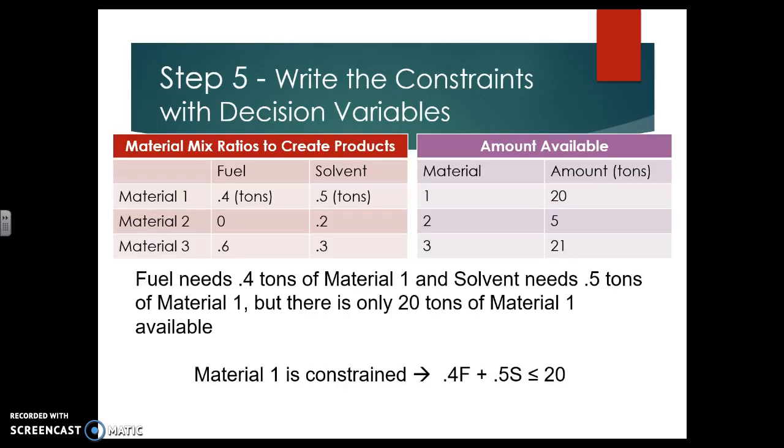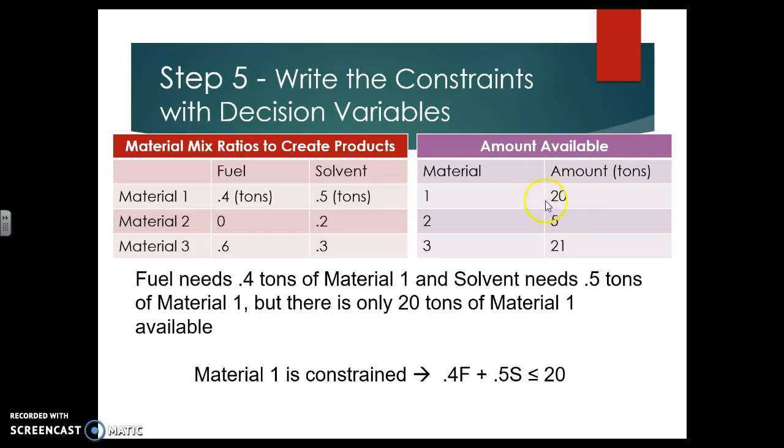So 40 and 30 are my constants. And then I have to write the constraints. So the first thing that we will do is put it into some kind of a chart. I like the decision variables to go across the top, and then down the side, I like to have all of your materials or constraints. So in this case, fuel needs 0.4 tons of material 1 and 0.5 tons of material 2 of solvent. I'm sorry, for material 1, this is what is needed for each one.